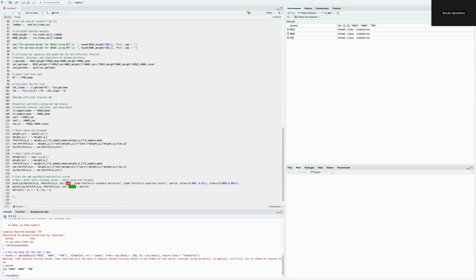Now we need to plot the capital allocation tangent line. So we're going to use the plot function, CAL, add equals true. I'm going to make the color black for this one. And the line width, we're going to have 4.